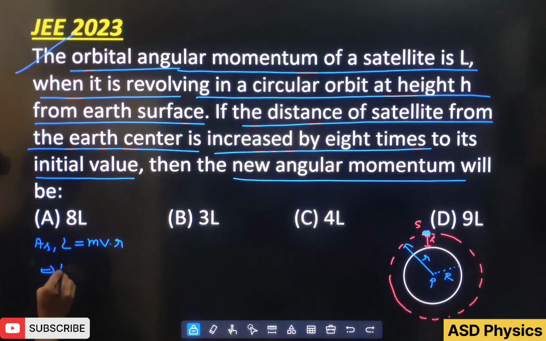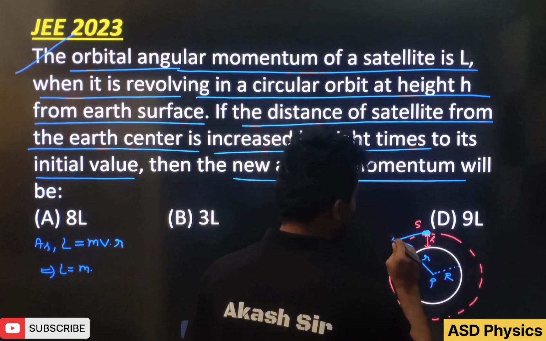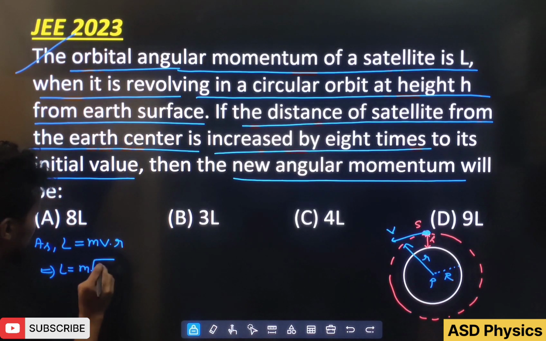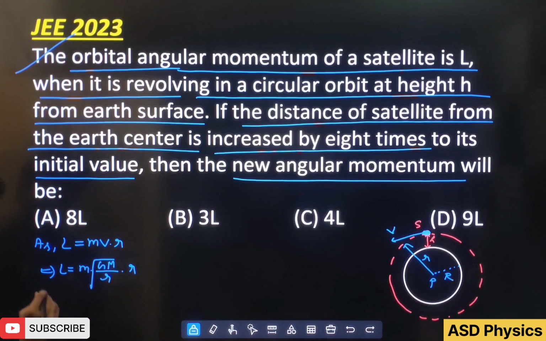Now let's put the values, please. L equals m times the orbital speed v. You should remember the formula here. What is the formula, students? Root GM by r, and into r. So when you simplify this, r by root r, this L will be directly proportional to root r.